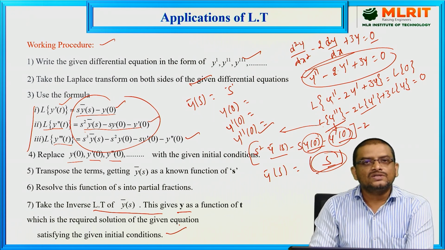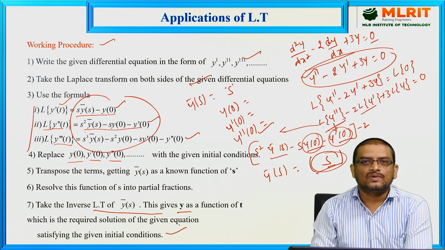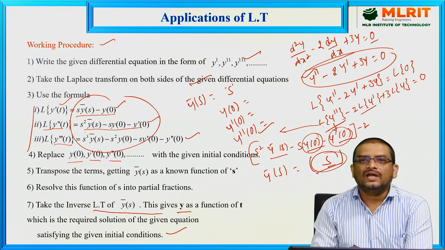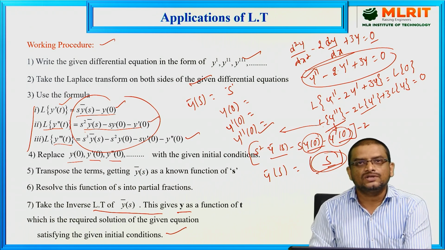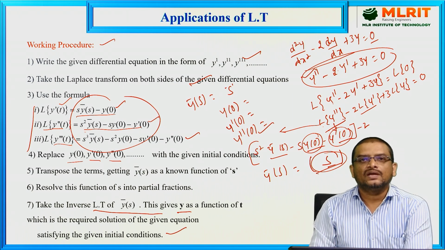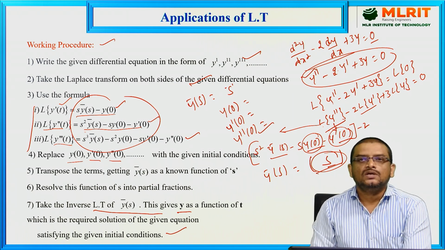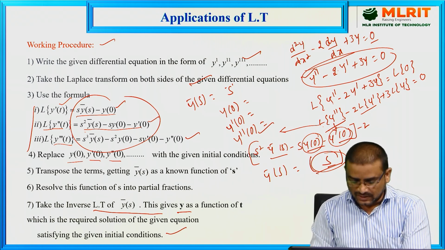Then apply the inverse Laplace transform on both sides, and find the inverse Laplace transform of the function f bar of s. Then automatically we can get our required y value in terms of t, which is our required solution for the given differential equation using the given initial conditions, and it satisfies the given initial conditions. So this is the procedure we have to follow to solve the given differential equations using the Laplace transform technique.